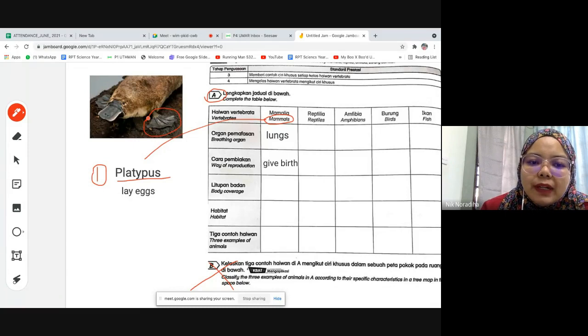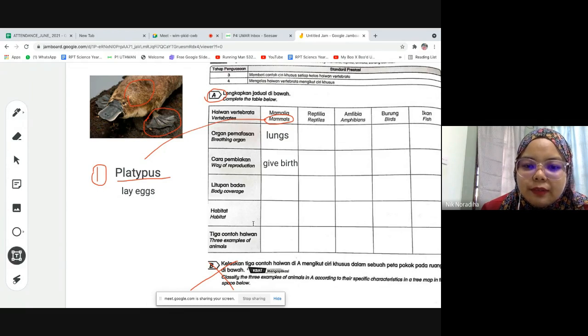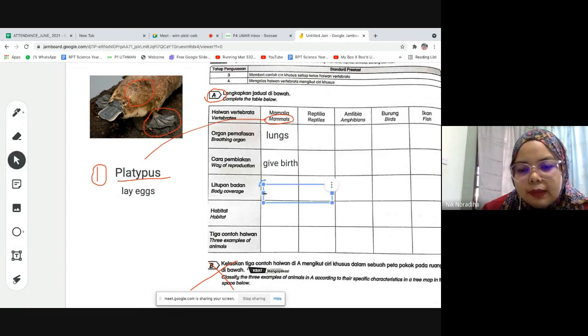So platypus, okay. Platypus is the only exception, all right? They are mammals, but they lay eggs. Why? Because their bodies are covered in fine hair, so they are mammals, all right? So Akil Naufal, turn on the microphone, Akil Naufal. Akil.